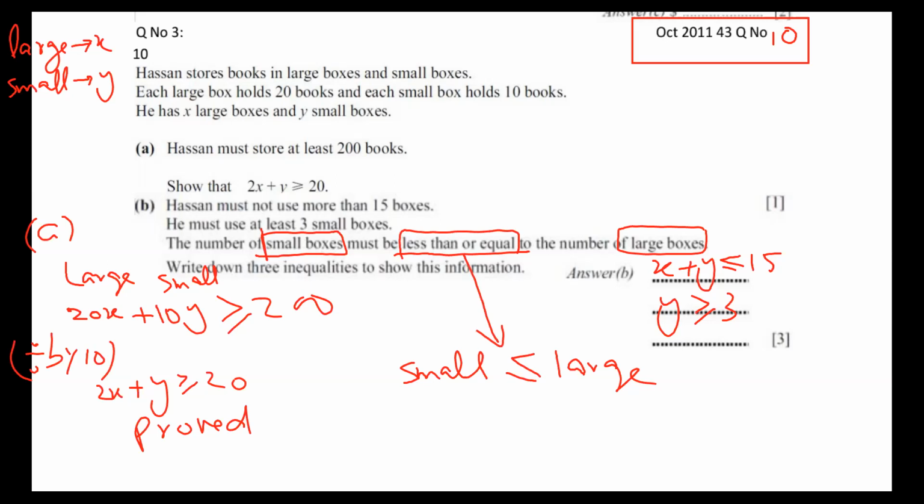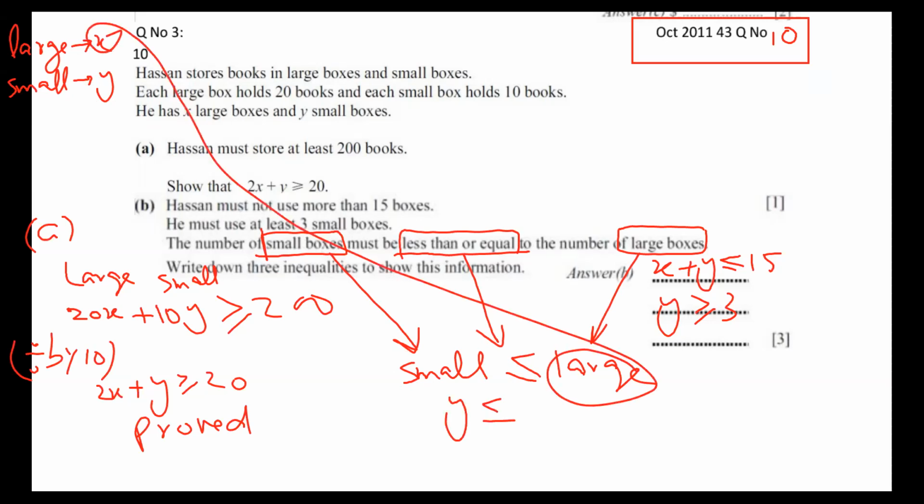Repeat again. Look here: small boxes, large boxes, but he says small boxes are less than or equal to the large ones. So how to replace small? Small is y. So I'm replacing the word small by y and large by x. Alhamdulillahi Rabbil Alameen, I have done the fourth inequality as well. You can see that I have done all 4 inequalities. So I think the first 2 parts are completely over.